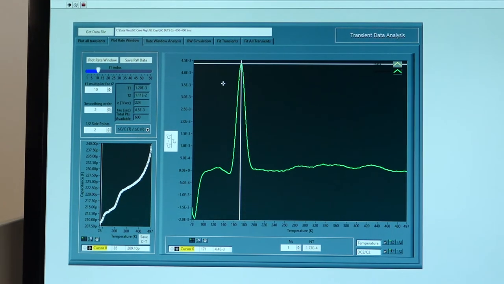So now that we see this rate window, there is another parameter at the bottom of this window, which is written NS NT.